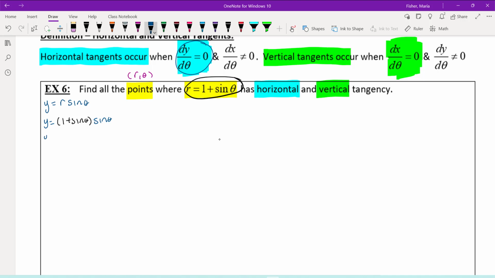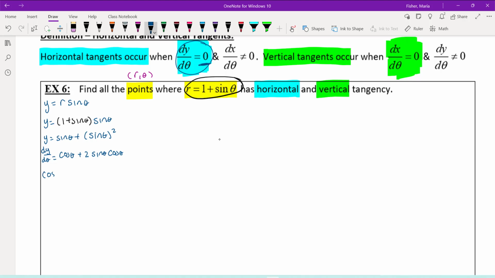Distributing, I have y is equal to the sine of theta plus, and I'm going to write that as the sine of theta squared. Then dy d theta here is going to be the derivative of the sine, which is the cosine, and here I'd have plus 2 sine of theta, and then the derivative of the inside, which is the cosine of theta. So now I have to figure out where this equals 0, because I need to figure out where dy d theta is equal to 0.